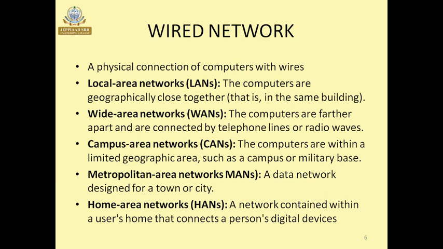Next one is campus area networks. A campus area network is a limited-area network. It has separate frequencies and separate mechanisms because it is used in military bases. Those military informations are so secure that a third party cannot access the information. So the frequency of the data transfer differs.